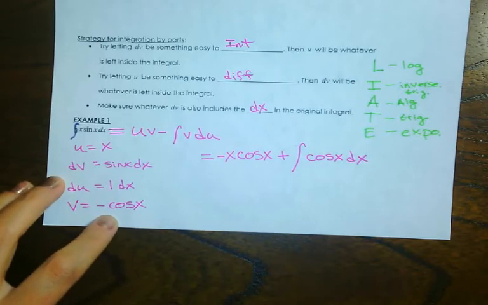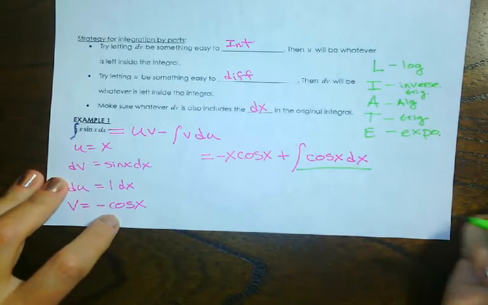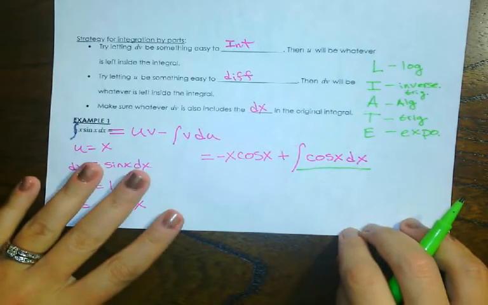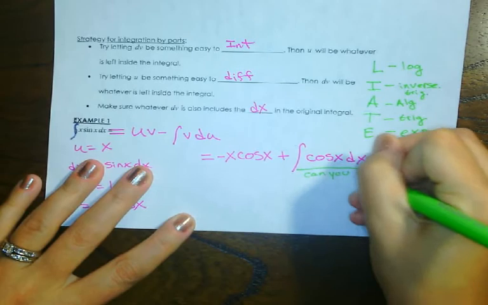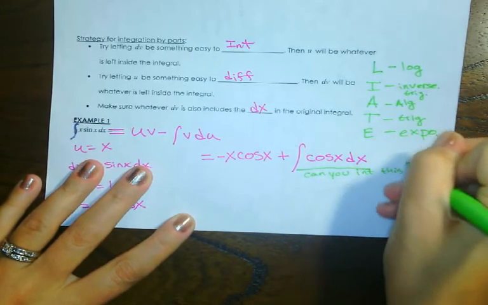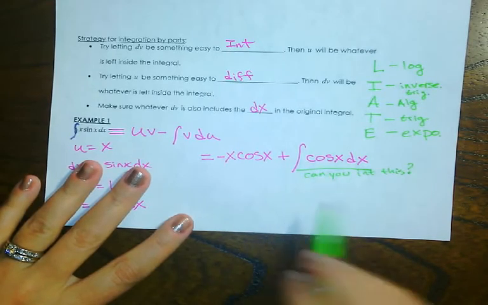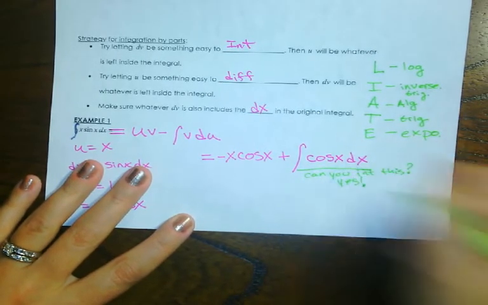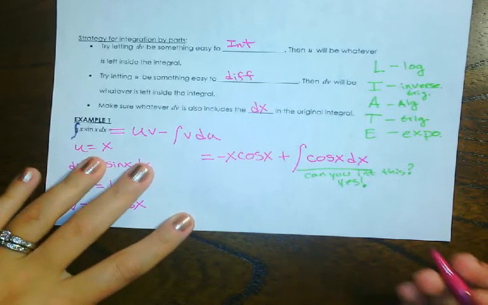So the whole point of integration by parts is what you're left with, so now hopefully this part over here is something that you know how to integrate easily. Can you integrate this? And the answer is yes. I know how to integrate plain old cosine of x. That's easy. That's the whole point of using integration by parts, that on this right-hand side after the integral, you get back to something that you know how to take the integral of pretty easily.